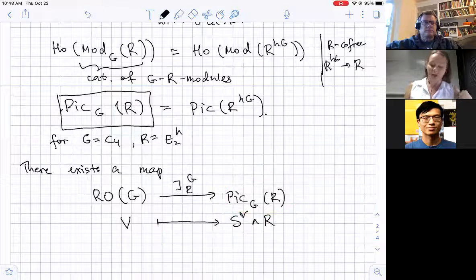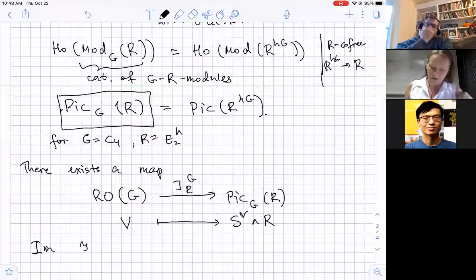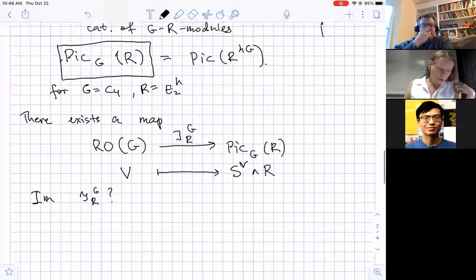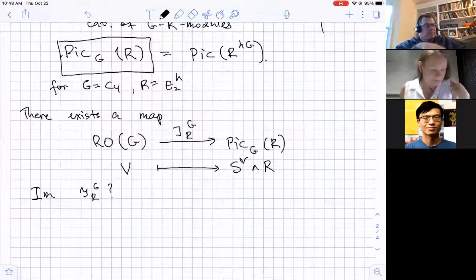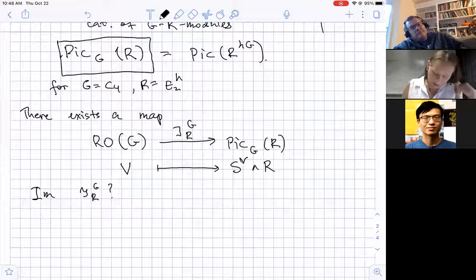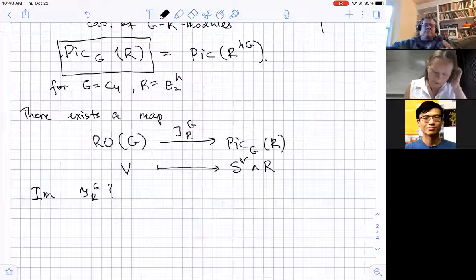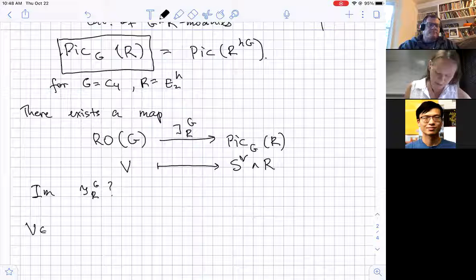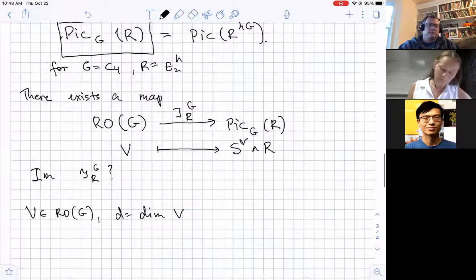So that's one way to see some object in the Picard group of GR. Okay, so we can try to understand the image of this map. Let's see what we can say here. So I have to give one definition. Let's say, suppose V is a representation of dimension D.